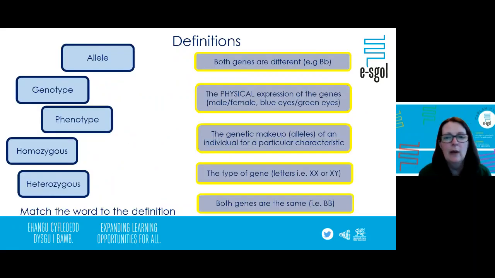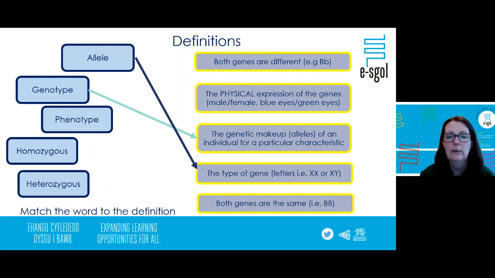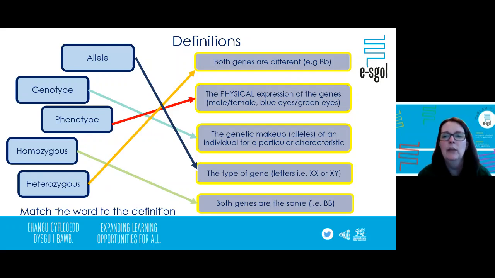Okay, and then just to recap some of our key definitions before we move on and build on this. So we've got allele, genotype and phenotype, and then homozygous and heterozygous. Allele, we're linking here to the type of gene, so it's different versions of a gene. The genotype is the genetic makeup of an individual for a particular characteristic, so that genetic information, and the phenotype is the physical expression, so what that person might look like. Homozygous is when we have both versions of the gene the same, so two capital letters, that would be called homozygous dominant in that situation. And then heterozygous, both genes are different, so we would have two different versions of the allele there, big B and little b.